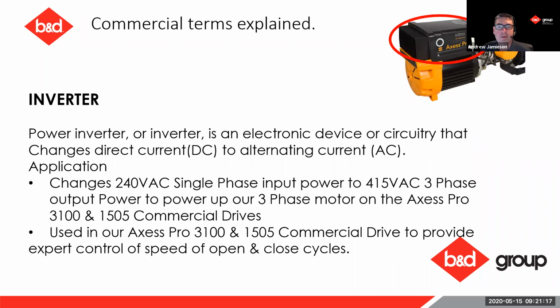And through that 240 volt power cord, the inverter powers upwards to a 415 supply to power up a 3-phase motor that's built into the unit. So it's 240 ramping up to 3-phase to power up our unit. And this is pertaining to the 3110 and the 1505 sectional motor.